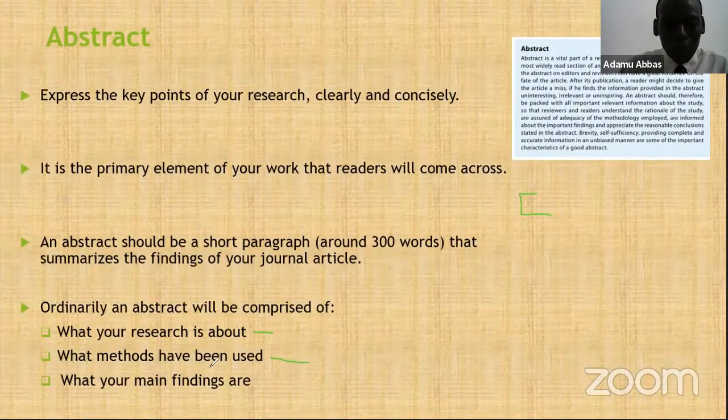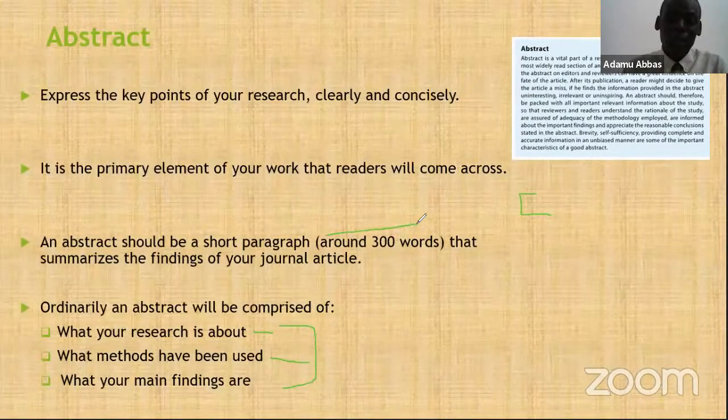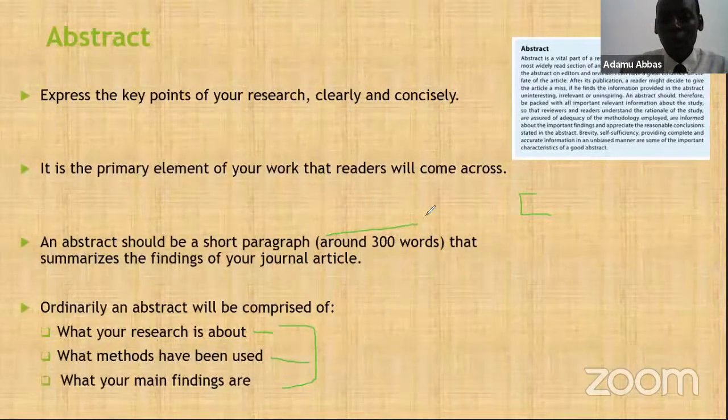If you are able to discuss these three, then of course it will give a clear view of what the whole article will be. Mostly researchers target 300 words. Most journals 200 to 300. It depends on the journal for the abstract. So the abstract is very important.